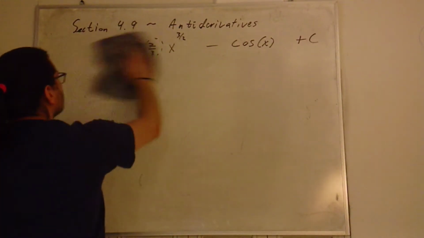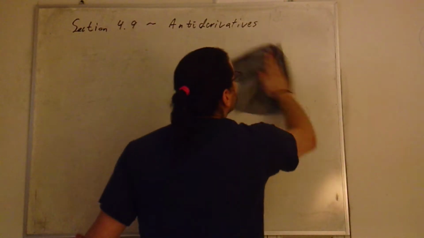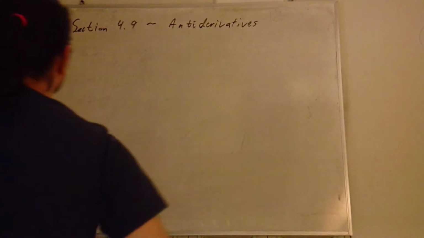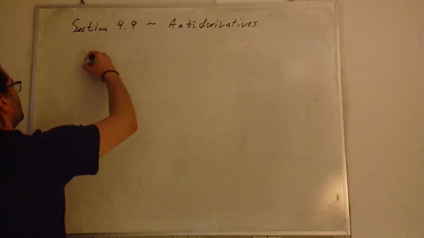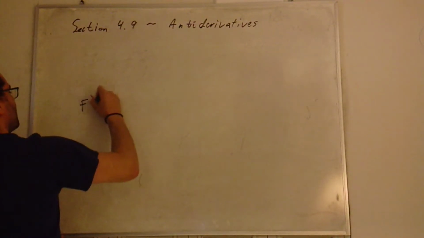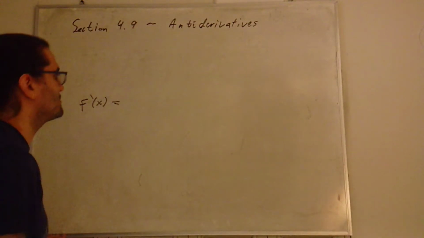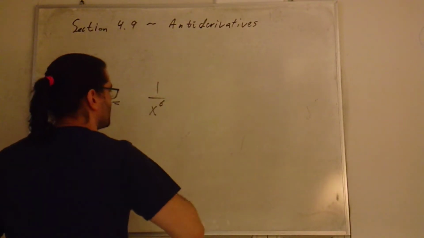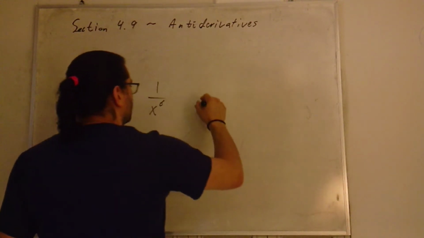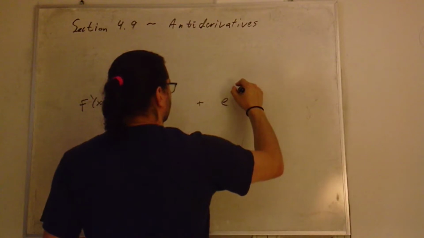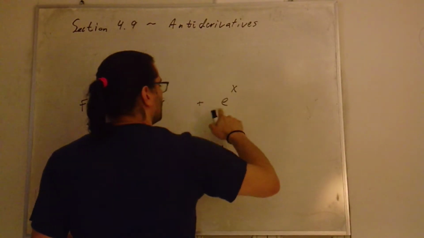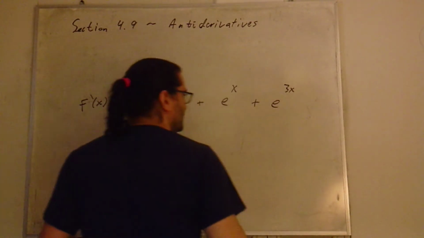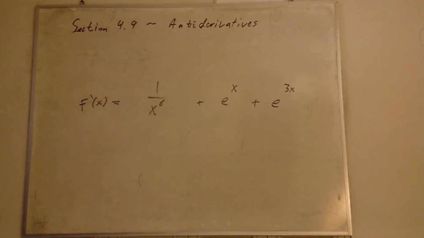Let's do some more examples. Let's do f prime of x equals 1 over x to the 6th plus e. We'll start with an e to the x. Let's also do an e to the 3x here. That'll be fun.